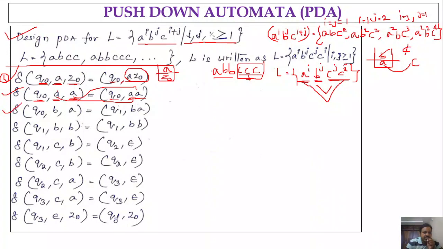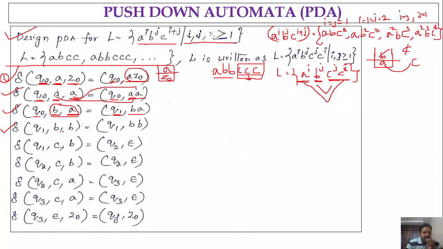Another case is that the next input could be b. So in q naught, if you find b and the top of the stack is a, then since we encounter b, we go to the state q1. So here we are moving to the state q1, and we are going to push BA onto the stack. The next one is the case when we have the input b and the top of the stack is small a.